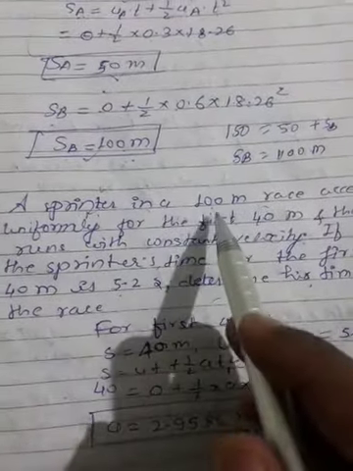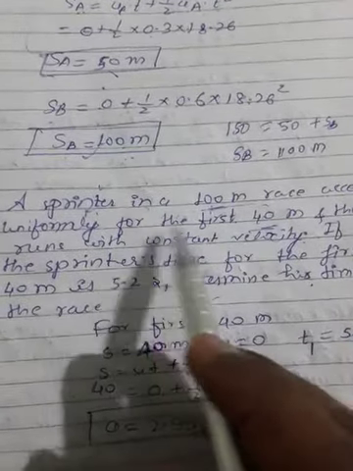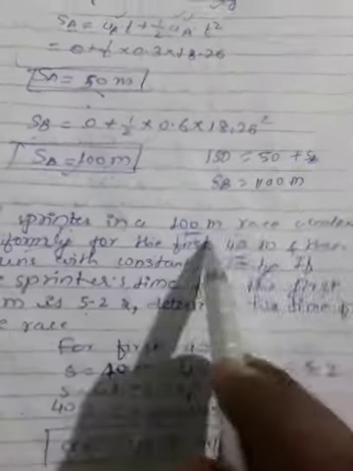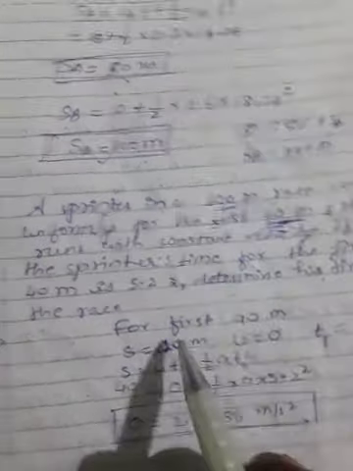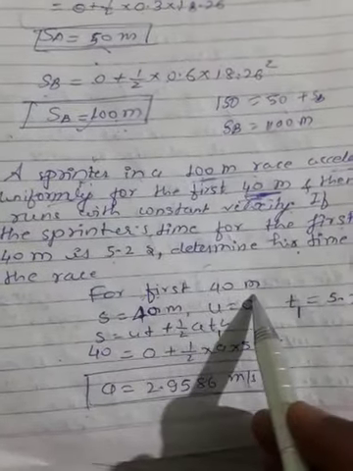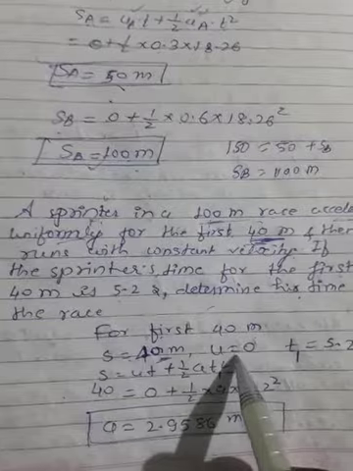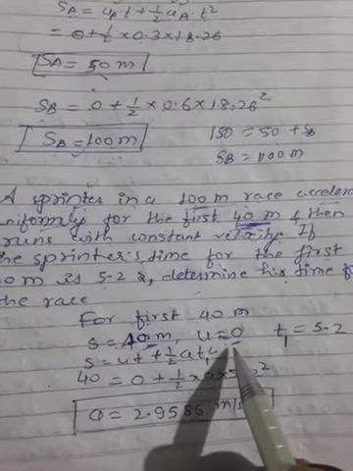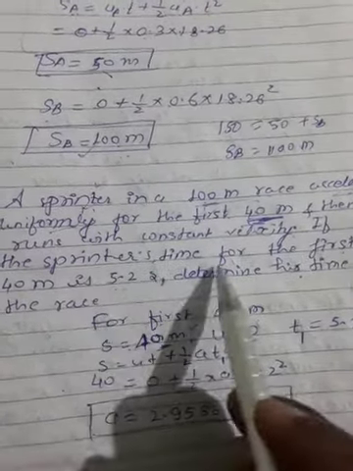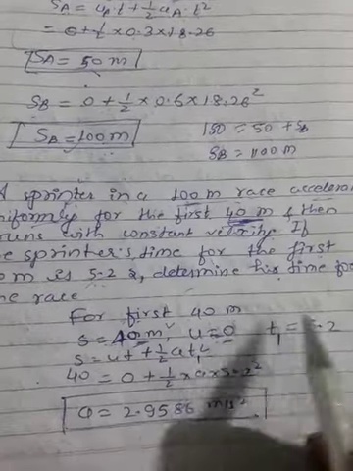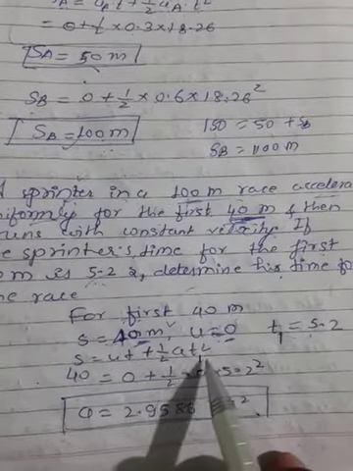So initially there is a 100-meter race. In the first 40 meter the sprinter, that is athlete, accelerates uniformly, means up to 40 meter there is a uniform acceleration motion. So initially I am considering the first 40 meter, distance traveled is 40 meter, initial velocity is starting from rest, so initial velocity is 0. This 40 meter is going to be covered in 5.2 second, that is I am considering t1. So for 40 meter I am calculating the time required.